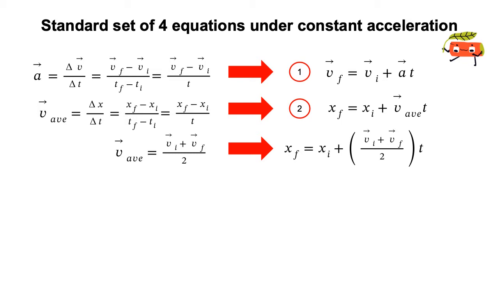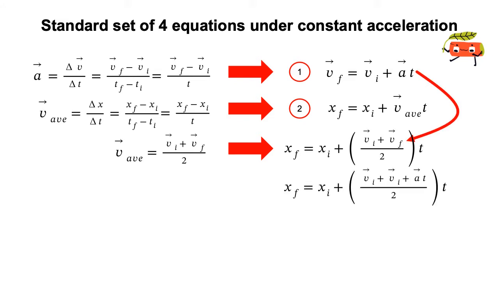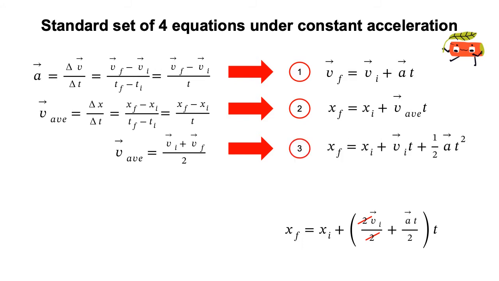Then, we replace v final using the first equation in order to get this. Simplifying the equation, we have xf equal to xi plus 2vi over 2 plus at over 2 times t. Canceling 2 on our second term, we now have our third standard equation as xf equal to xi plus initial velocity times t plus 1/2 at squared.